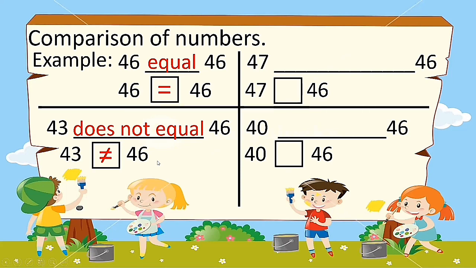Okay? Now, here, 47 blank 46. This time we are going to use greater than and less than. 47 blank 46. Are we going to write greater than or less than? Yes, since 47 is bigger than 46, that's why we write greater than. 47 is greater than 46.